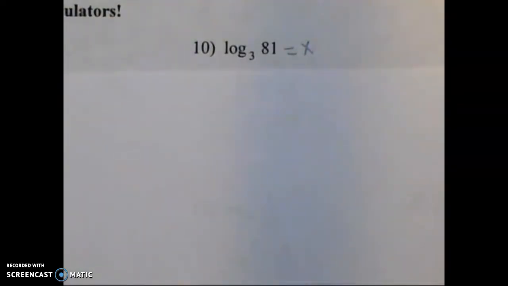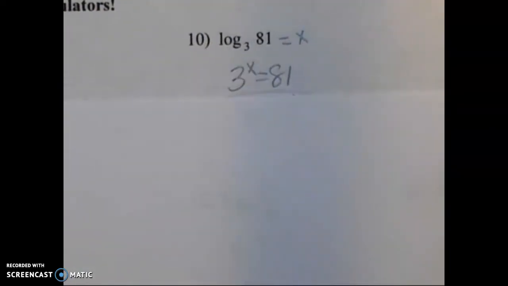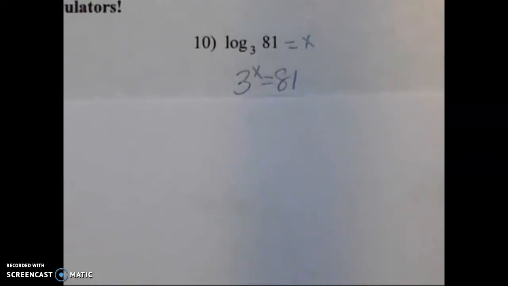Coffee break. Okay. 3 to the x equals 81. 3 to what exponent equals 81? I know that. I memorized that. It's 4. Did you do that? Yes, Mrs. Braun.